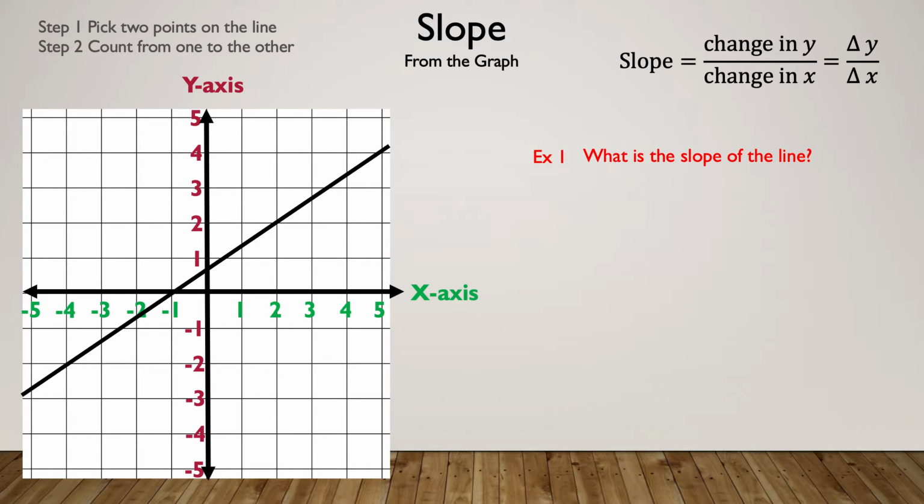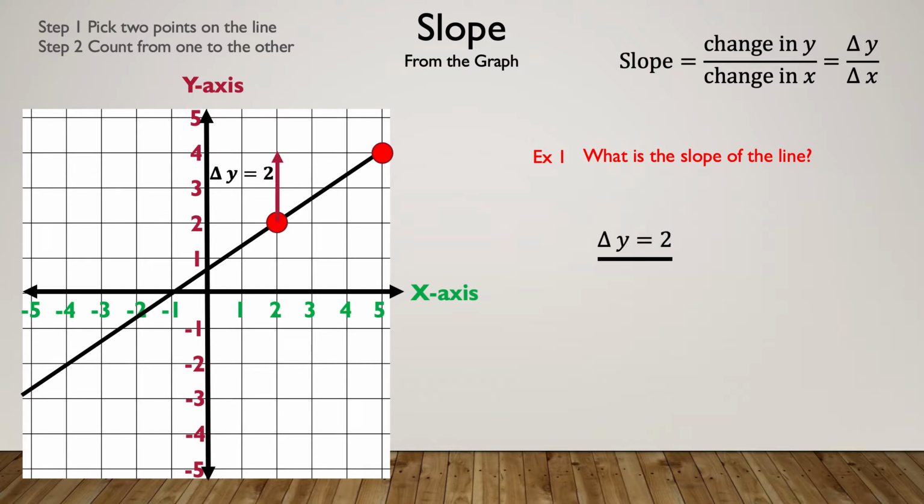Now, let's do step 1. So we're going to pick 2 points. Okay, so we pick 2 points on the line, and the best way to do this is pick 2 points where the line intersects with the 2 lines. So you can have whole numbers, and having whole numbers is easier to find the slope than decimals or fractions. So now we have our 2 points.